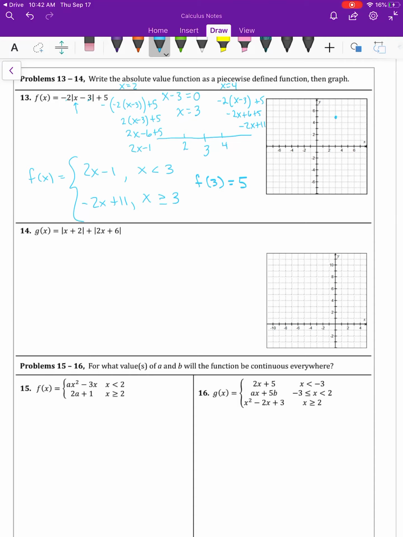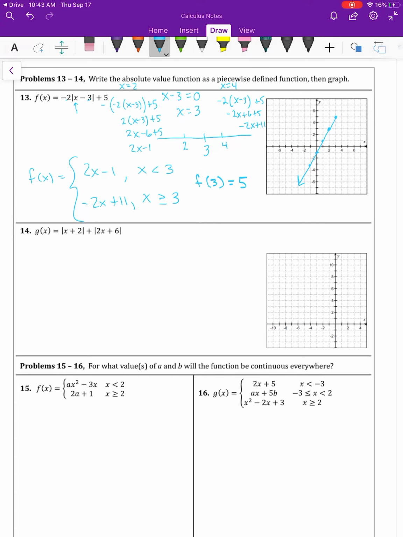Everything to the left of it is going to be 2x minus 1. So I know that I have a positive 2 slope. I'm going to go down 2 and left 1 to get my positive 2 slope. Down 2, left 1. Down 2, left 1. Okay, so that gives me my positive 2 slope, and that's everything less than 3: 2x minus 1.